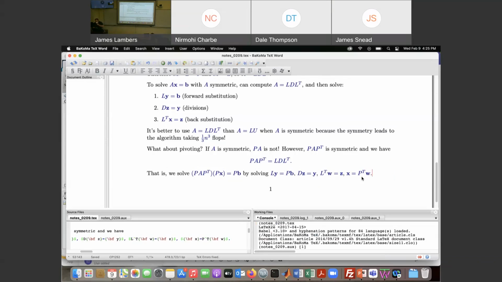So forward substitution, divisions, solve a diagonal system, back substitution, and then a permutation is all that's needed here. Because this vector Px is W, so W equals Px, and X equals P transpose W. So this doesn't really take computations. There are no floating point operations involved. You're just rearranging the entries of W. So, questions about the solution process when dealing with a symmetric matrix and needing to pivot?